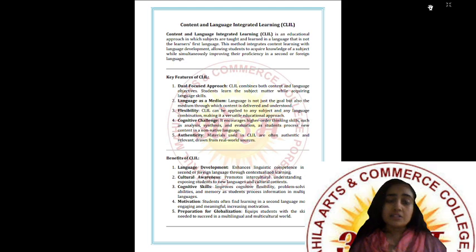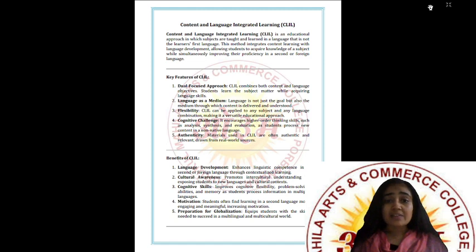So now let's talk about key features of CLIL. So first one is it is a dual focused approach. CLIL combines both content and language objectives. So students learn the subject matter while acquiring language skills. So you will be able to learn the subject matter and the language skills also.